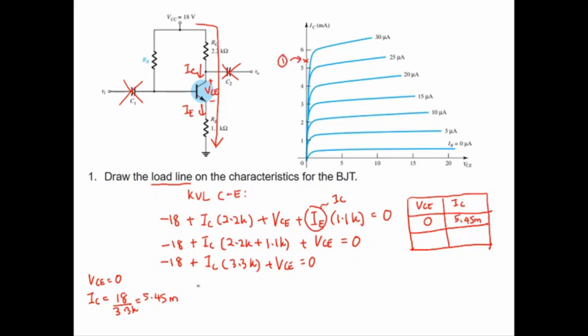Okay, and then the second point is when the IC is 0. When IC is 0, VCE is equal to 18. So you got this around here. This is the number 2 point.